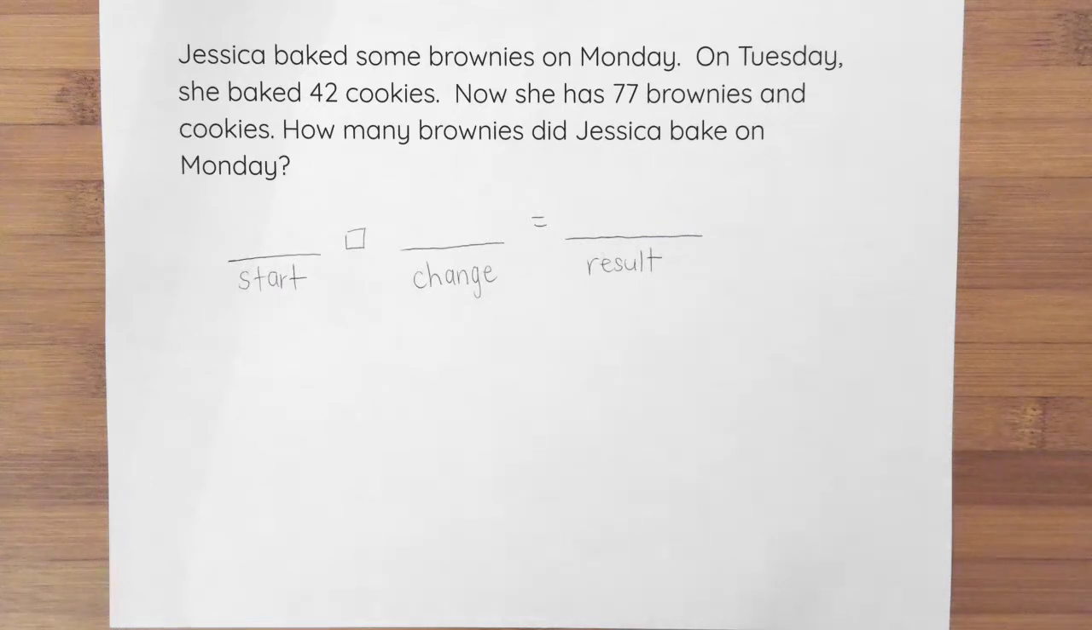So here's our word problem. It says Jessica baked some brownies on Monday. On Tuesday, she baked 42 cookies. Now she has 77 brownies and cookies. How many brownies did Jessica bake on Monday? So take a little bit of time and think through that. What do you know? What don't you know? What do you need to figure out?